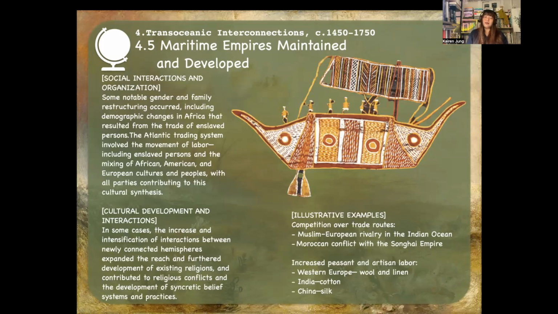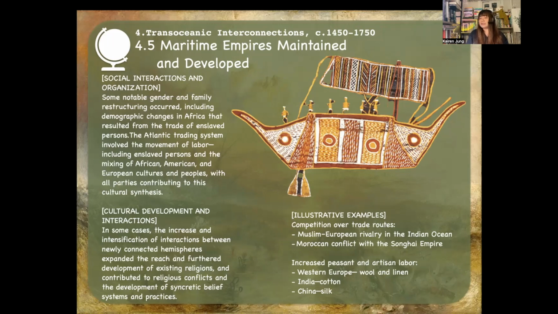The cultural developments and interactions were that, in some cases, the increase in intensification of interactions between newly connected hemispheres expanded the reach and furthered development of existing religions and contributed to religious conflicts and the development of syncretic belief systems and practices. In illustrative examples, we see a lot of competition over the trade routes, Muslim-European rivalry in the Indian Ocean, as well as Moroccan conflict with the Songhai Empire.